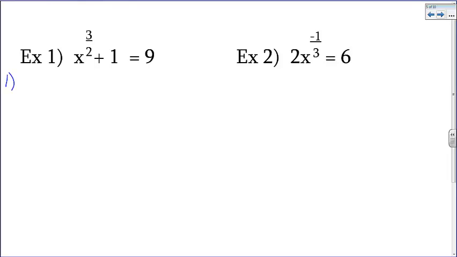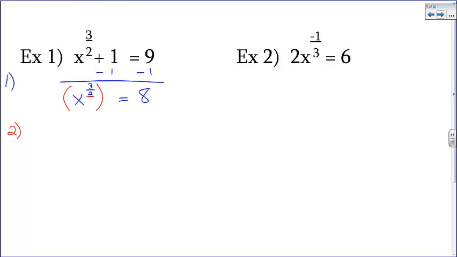Remember that the end goal in all of our examples is to get x to the first power equal to a value. I begin example 1 by following my steps and isolating my variable. This is a simple equation, so it is a simple matter of subtracting 1 from both sides, and I'm left with x to a power on the left and 8 on the right. Second, I want to get x to be alone and to the first power.